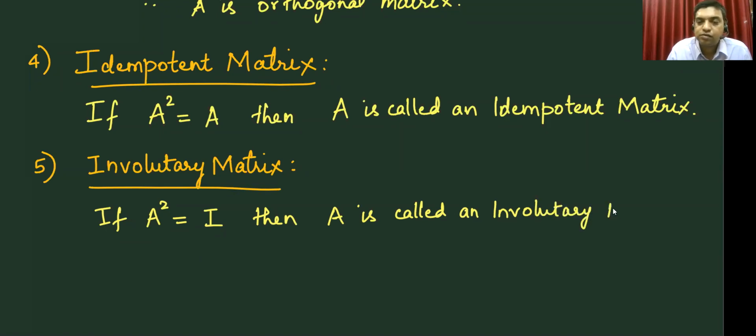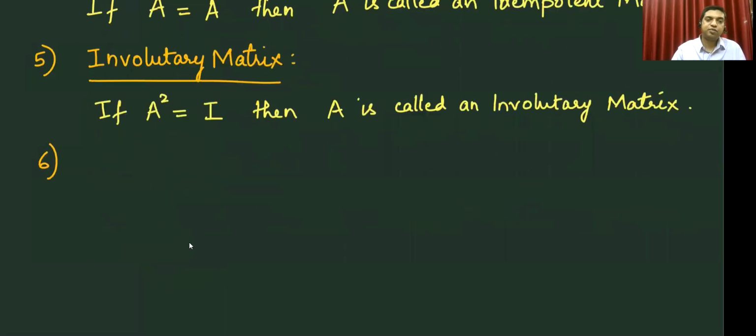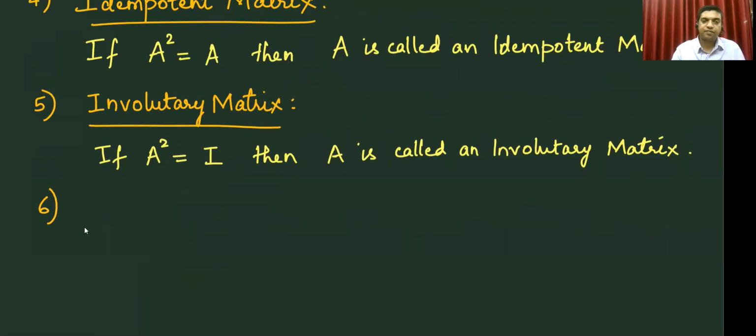Sir, what is I, sir? I is the identity matrix. Anything you multiply with I, A into I will give you A. Sir, for an idempotent matrix, is it only A square or A power anything also possible? No, A square only. For an idempotent matrix, the definition is A square. Identity matrix acts as one, right, sir? Yes, that's why it is called the identity matrix.